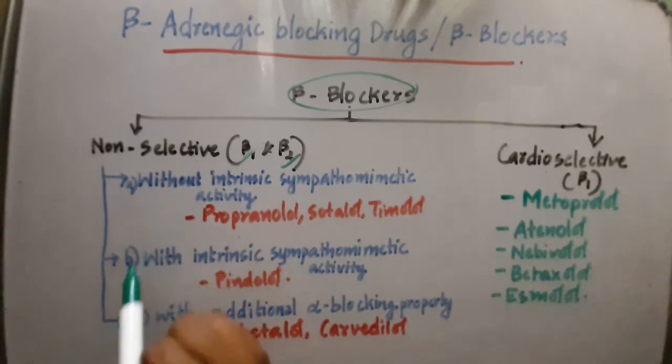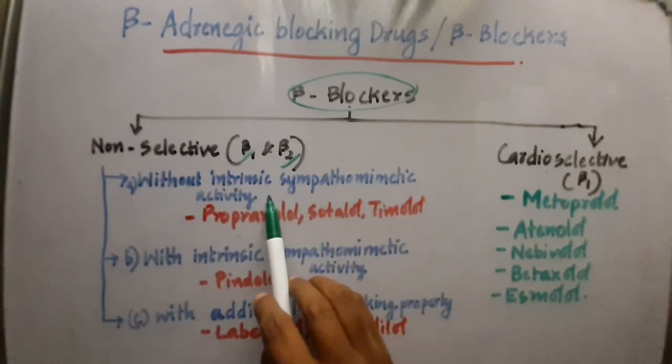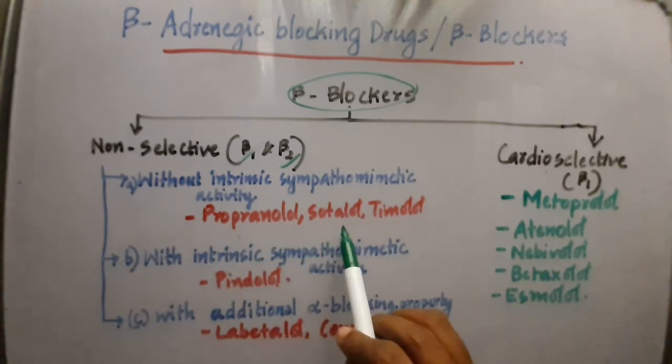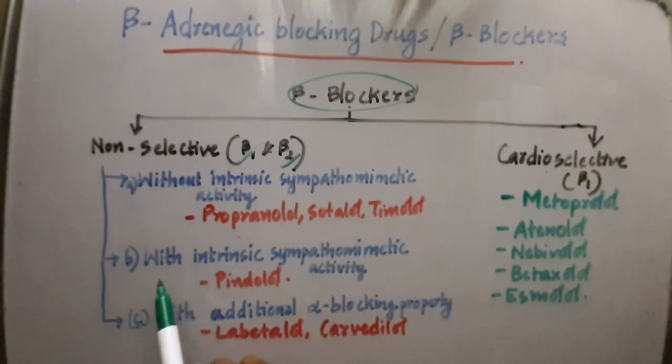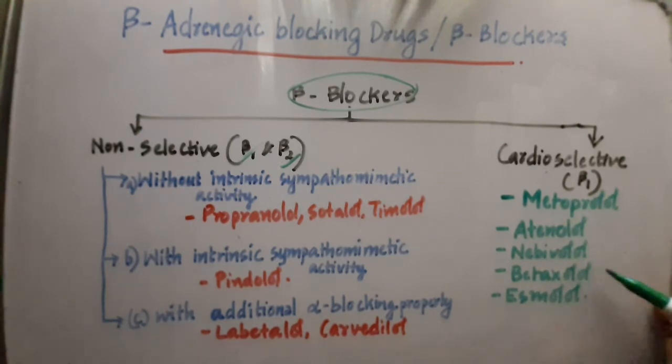Non-selective can again be divided into three. Without intrinsic sympathomimetic activity, the drugs are propranolol, sotalol and timolol. Next is with intrinsic sympathomimetic activity, pindolol. And the third one is they have additional alpha blocking property besides non-selective beta 1 and beta 2 blocking activity, and the drugs are labetalol and carvedilol. And the drugs coming under the class cardioselectives are metoprolol, atenolol, nebivolol, betaxolol, esmolol.